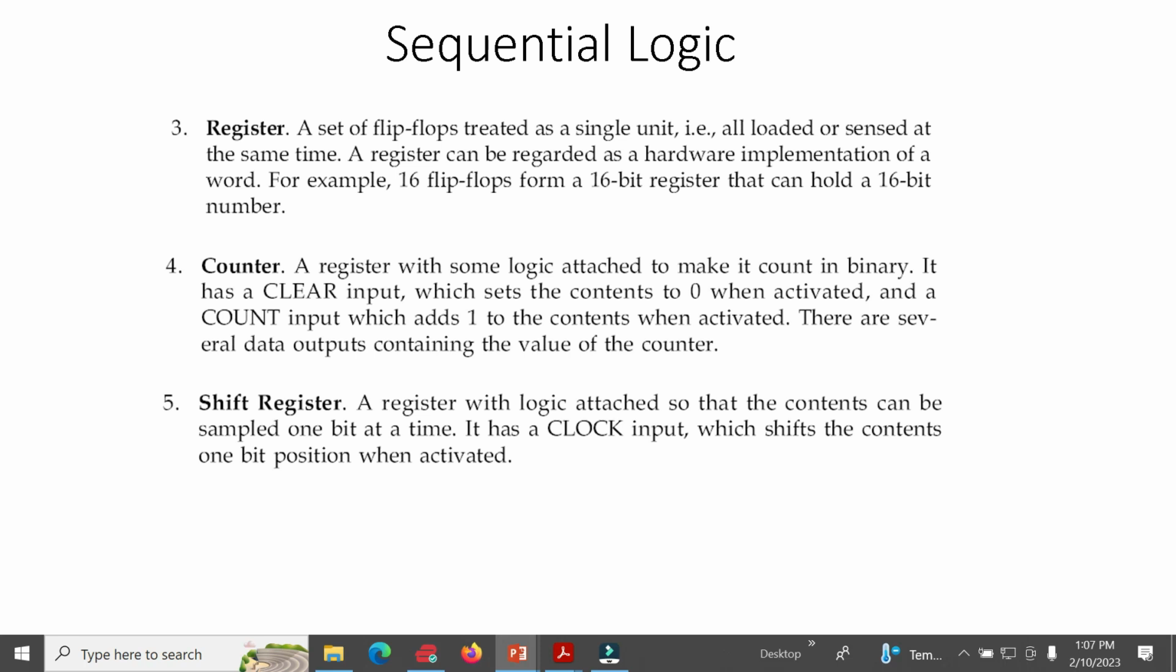Another one is shift registers. A register with logic attached so that the contents can be sampled 1 bit at a time. It has a clock input, which shifts the contents 1 bit position when activated.